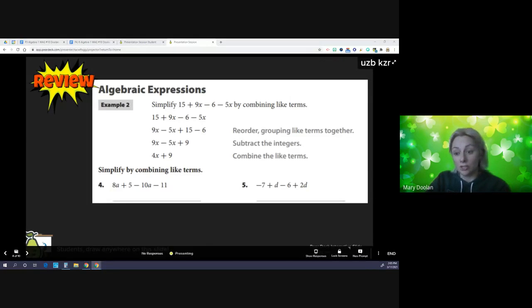Algebraic expressions. Simplifying algebraic expressions involves combining like terms. So here's an algebraic expression. 15 plus 9x minus 6 minus 5x. It has 4 terms in it. 15, 9x, negative 6, negative 5x.